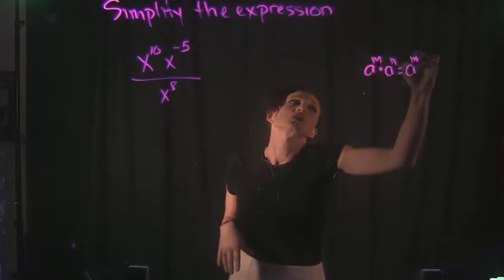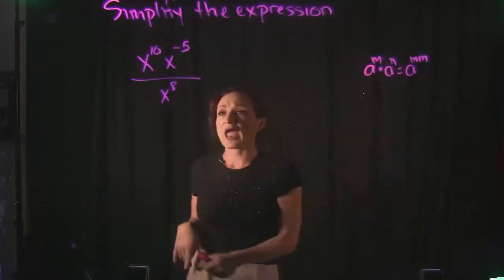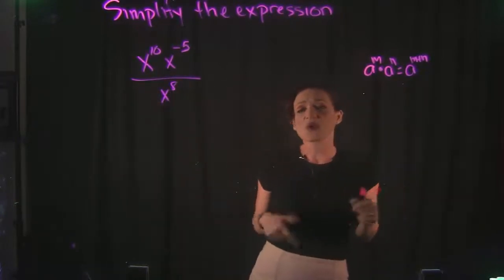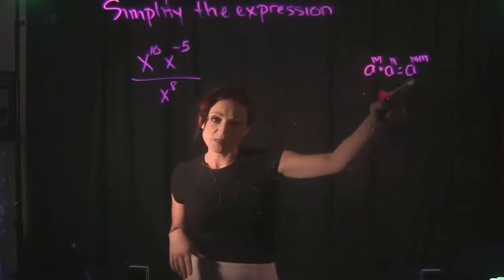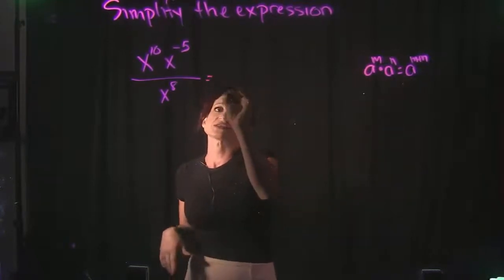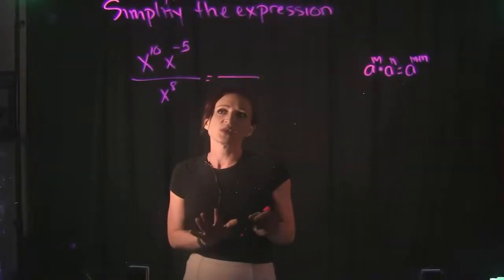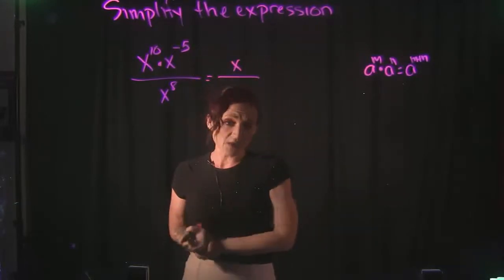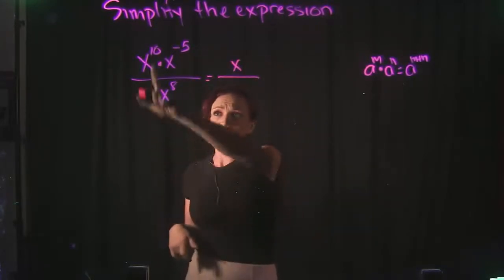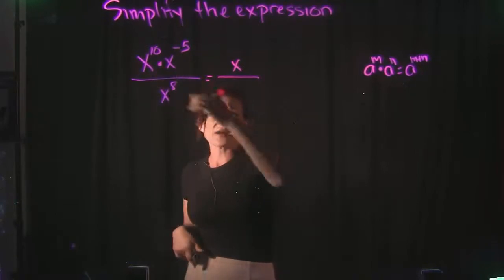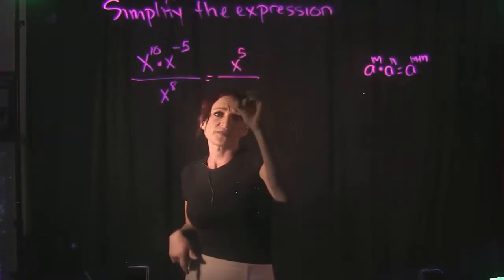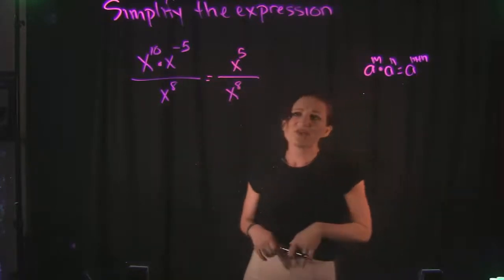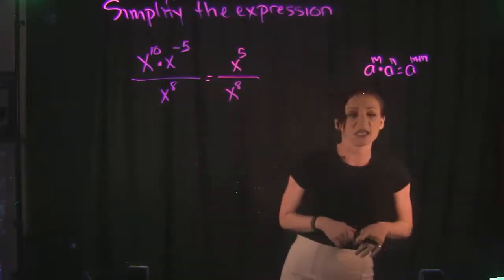And the product rule comes in when we are multiplying like bases, like we have here, an x times an x. And the product rule says that we're going to keep that like base and we're going to add exponents. So looking at our numerator only here, x to the 10th times x to the negative 5th, we're going to keep x, and adding our exponents, 10 plus negative 5 gives us a 5. And I'm going to move over the denominator. Now we have x to the 5th over x to the 8th.